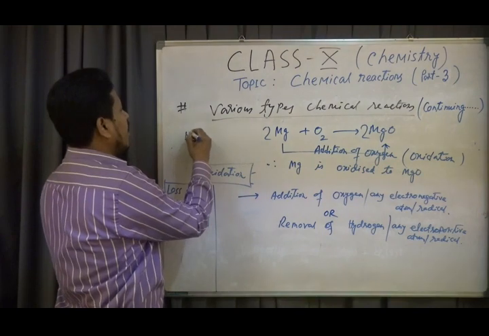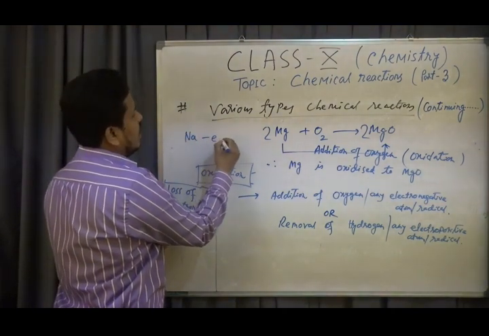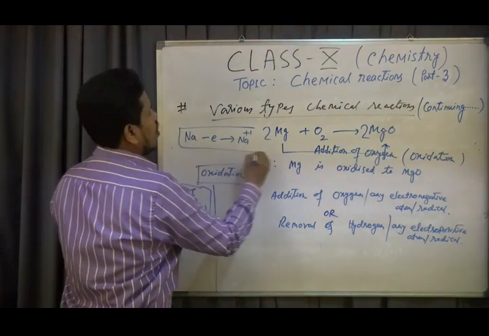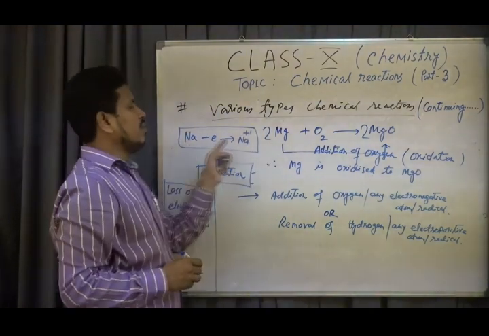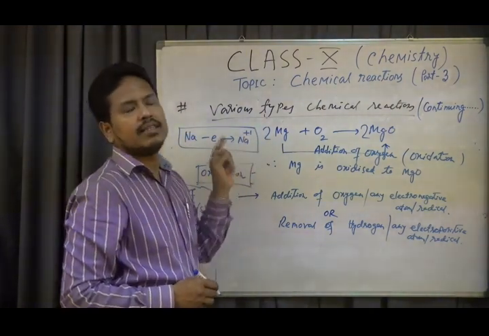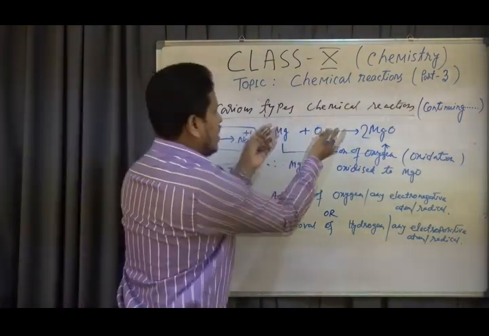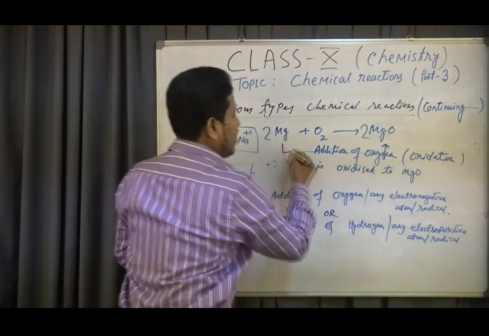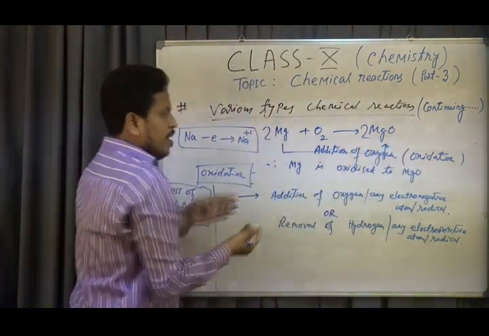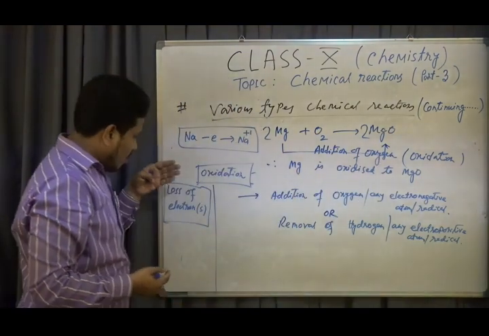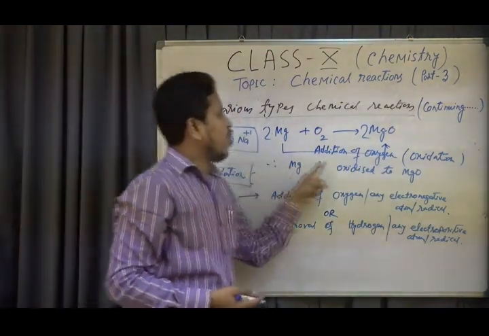Simple. In ionic form, let a sodium atom lose one electron to produce a sodium plus ion. So this is the oxidation process. Sodium is converting to sodium ion. This is the oxidation process. So in this reaction, how can we define that this is the oxidation process? In the old concept, addition of oxygen, so oxidation. But by the modern concept, how can we say that this is an oxidation process?